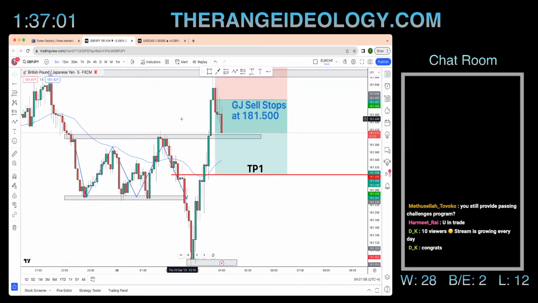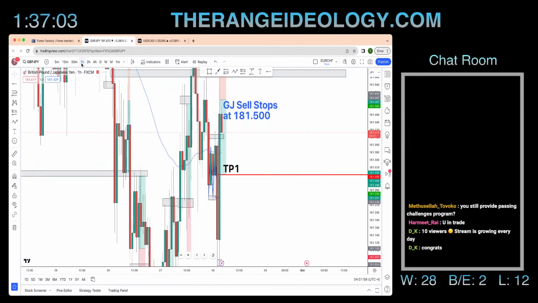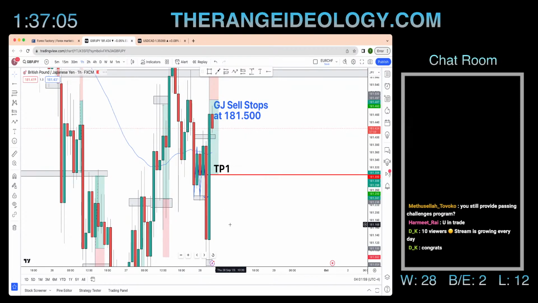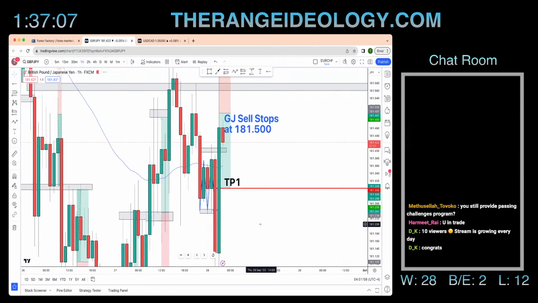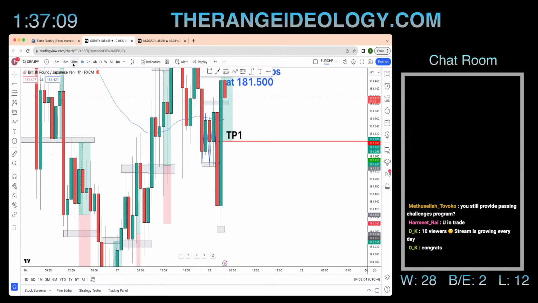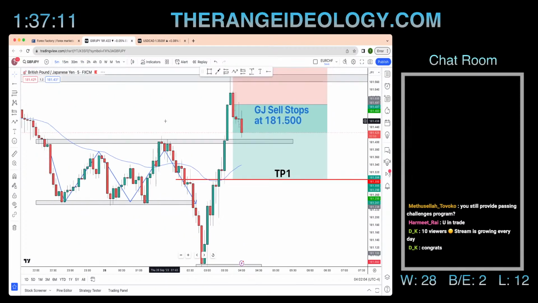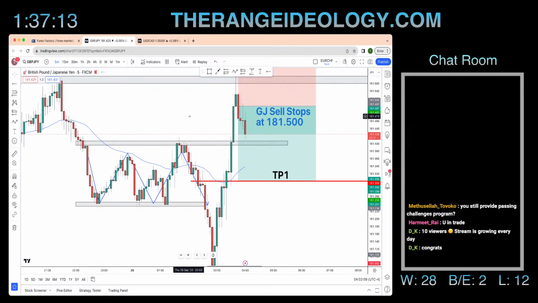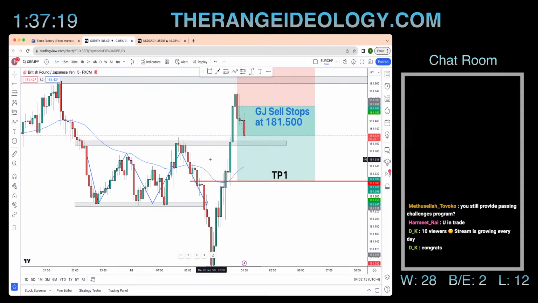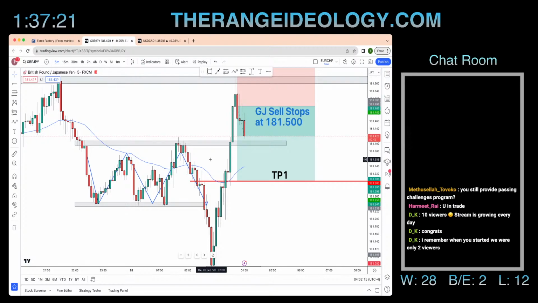And look at GJ, guys. Beautiful push here. Beautiful push. And now this can go all the way down. So we can get a nice set of pips here in our favor, finally, after a very slow week. Man, it was a brutal slow week. Out of the 4 days, or 3 days at least, before Thursday, we had no setups.